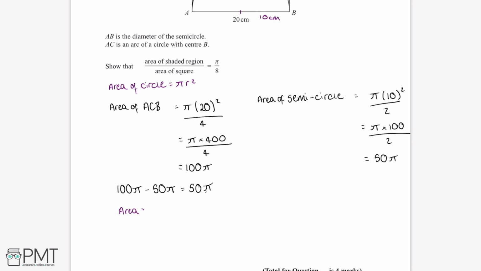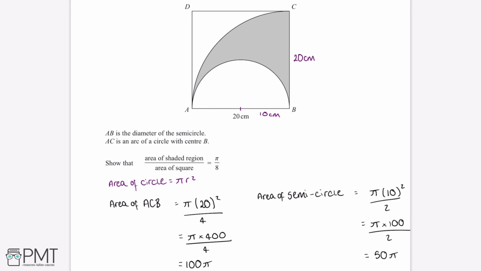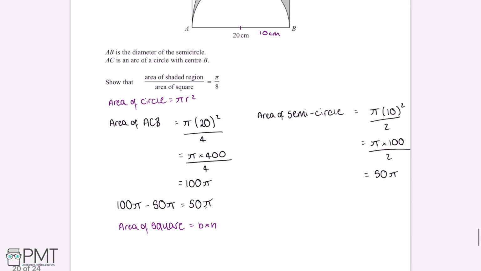So the area of a square is equal to base multiplied by height. And if we look at our square, this will be equal to 20 multiplied by 20. So this means the area of the square will be equal to 20 multiplied by 20, which gives us 400. So now the final thing we need to do is substitute in these two values into this fraction which we've been told to prove in order to show it's equal to pi divided by 8.